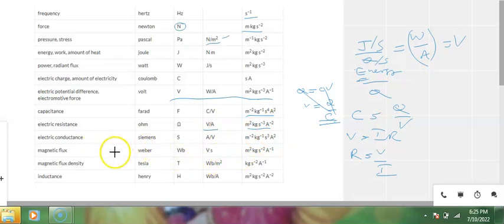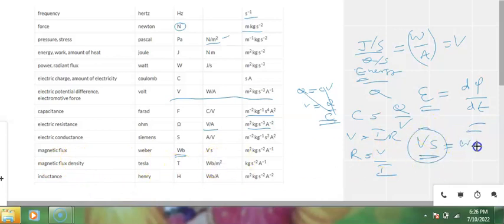Siemens is the unit of conductance, which is the inverse of resistance. Now Weber, for example, how do you get this? Weber is magnetic flux. We know that electromotive force is equal to the rate of change of magnetic flux. So this is volt, this is second. Volt into second is Weber. Okay, we'll try to see some more.